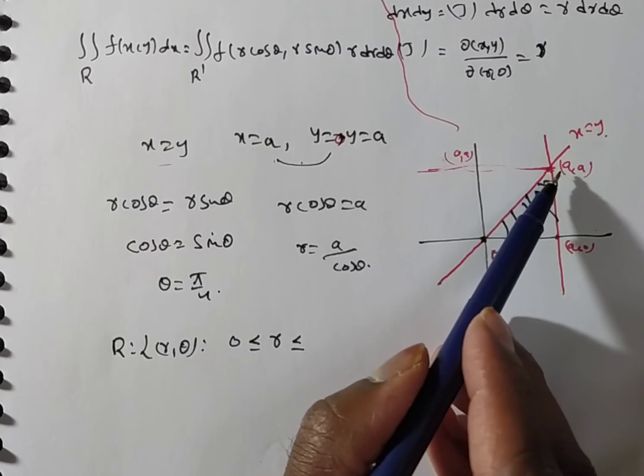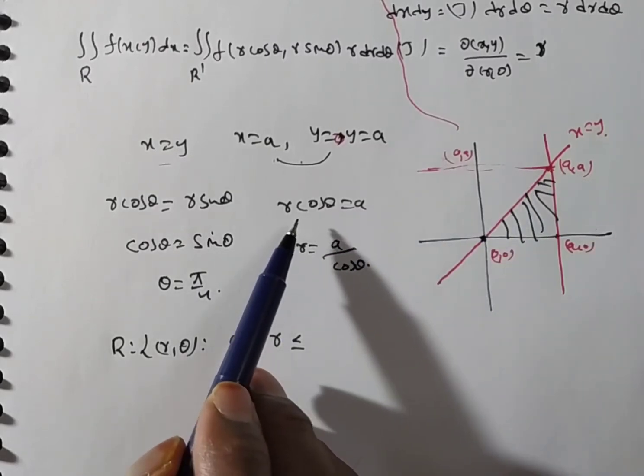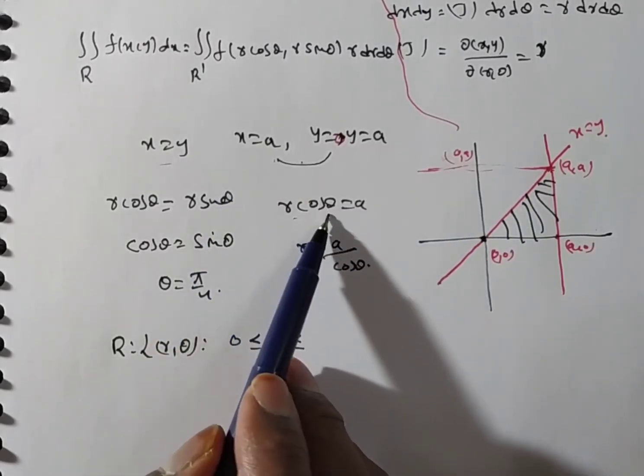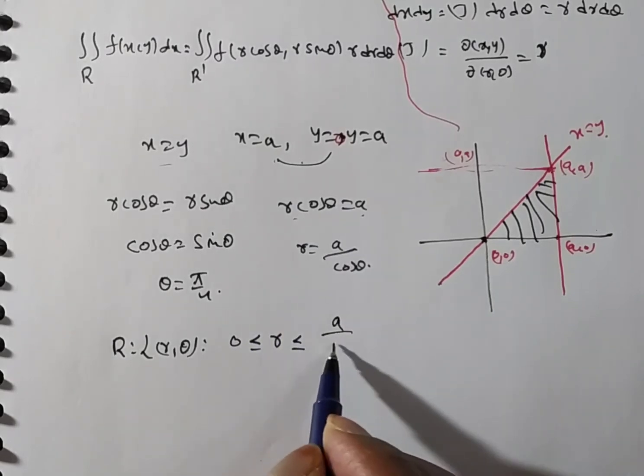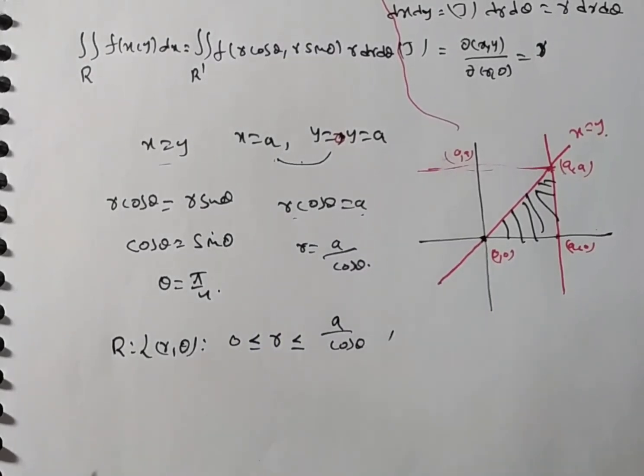So in this case, what is A? X is equal to A. Whenever X is equal to A, you can write R cos theta is equal to A. So R is A by cos theta. That's it. So this is the limit of R.